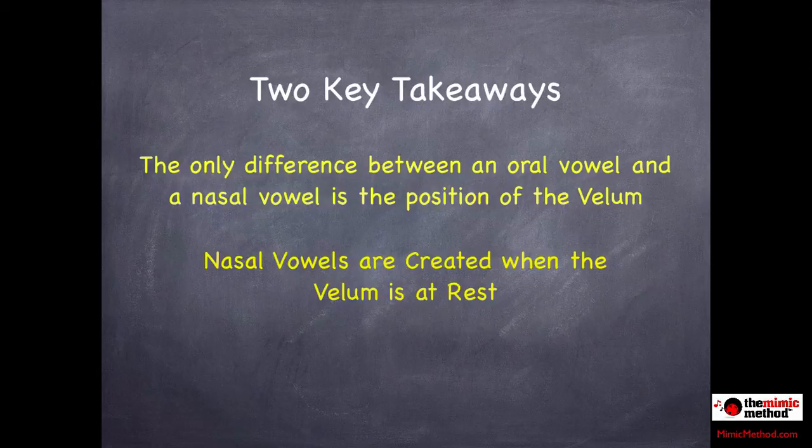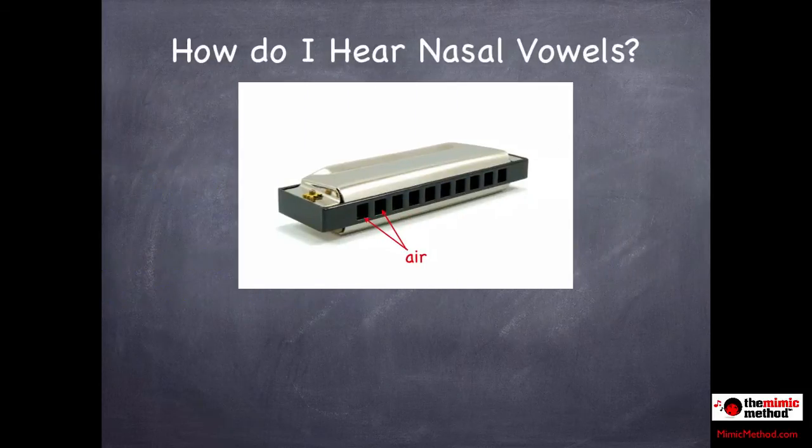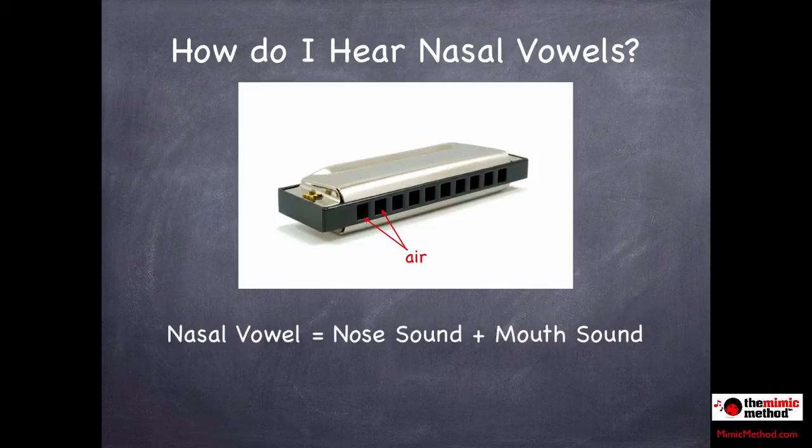But before we get into how to say the nasal vowel sounds, let's talk a bit about how to hear them. Imagine blowing on a harmonica in such a way that air passed through only 2 of the holes. Even though there's a single source of the air, your lungs, you will be creating 2 separate notes simultaneously. It's a similar concept for nasal vowels. Since air is passing through both your nose and your mouth, there are actually 2 different sounds occurring simultaneously, the nose sound and the mouth sound.